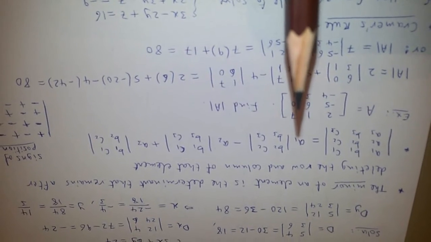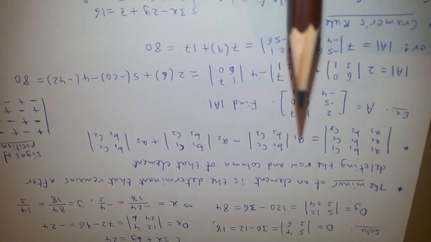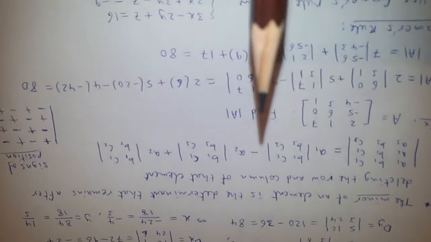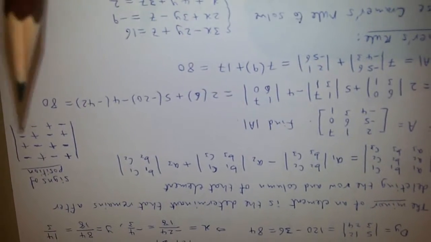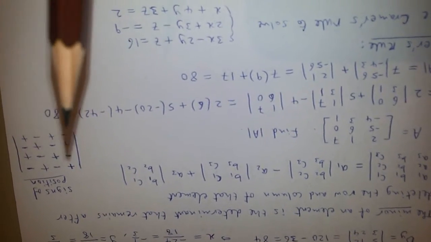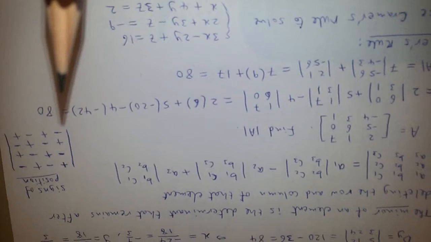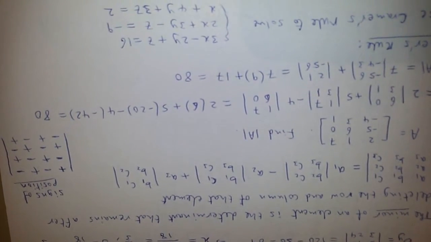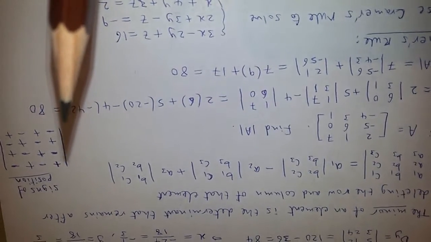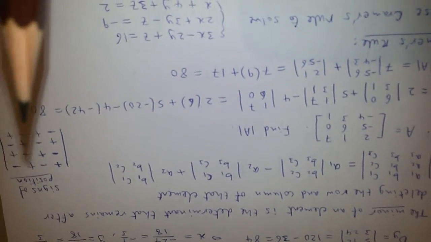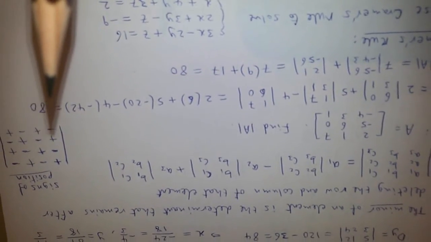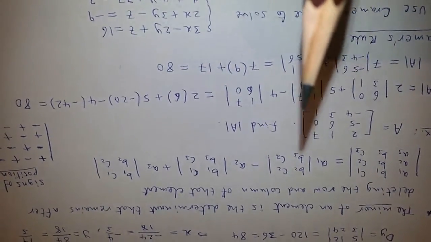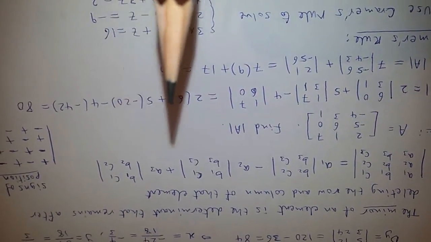Multiply each element in the row or in the column by its minor, but take into account the sign of the position. These are the signs of the position. So if it's a 3 by 3, the sign is positive, negative, alternating. It is always like this. So here it is positive, negative, positive.